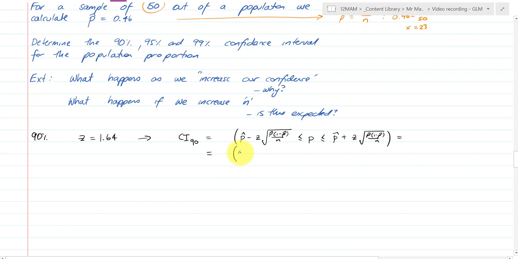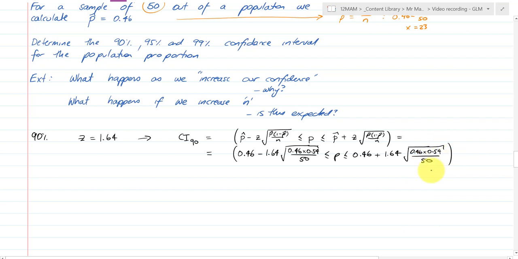So p hat, we've got above, is 0.46 minus, now our z is 1.64 times the square root of 0.46 times 0.54 over 50. That's our n value. It's less than or equal to p. It's less than or equal to 0.46 plus 1.64 times the square root of 0.46 times 0.54 over 50. So there's our value there.